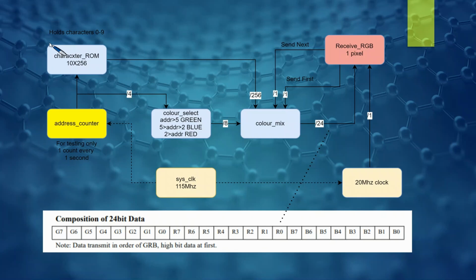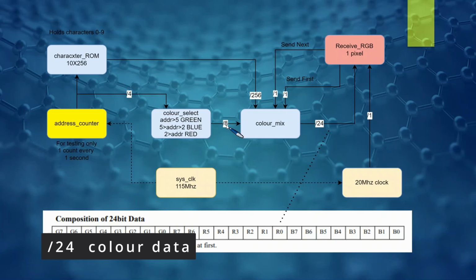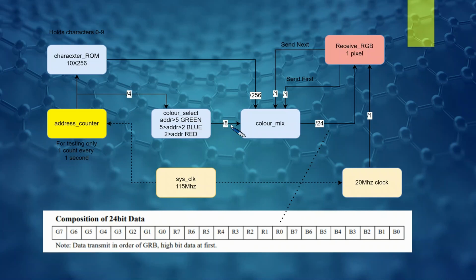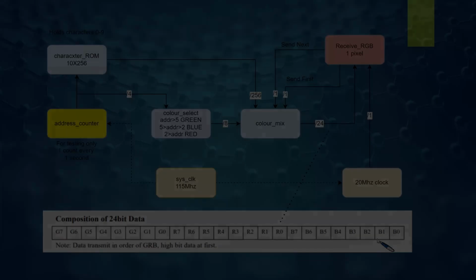So far in our previous videos we've created the character ROM and the address counter, and in this one we're going to be creating the color selector. So we're taking the 4 address bits we created in the last video, looking up a color, and that will output. It says /8, it's actually /24 bit, outputting a 24 bit value based on the value of the address. And that 24 bit pattern will follow this green, red, blue format that we've got across the bottom here.